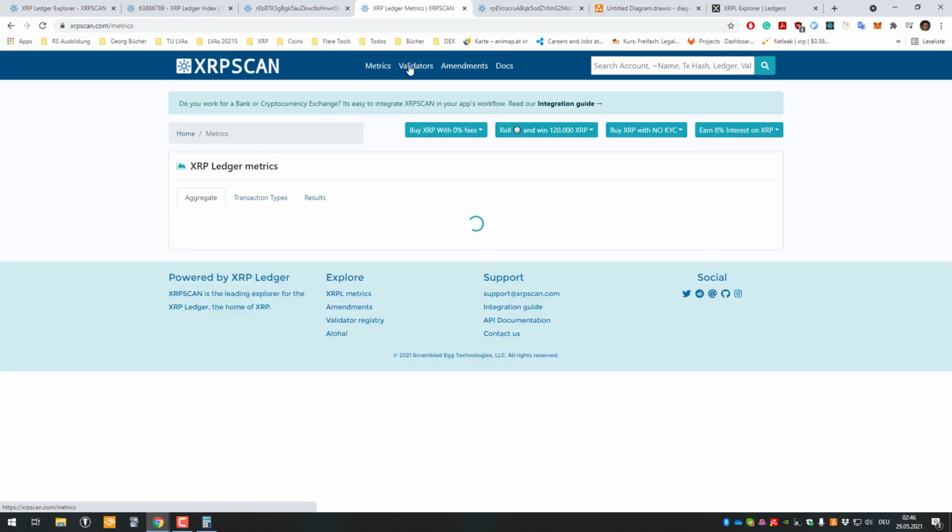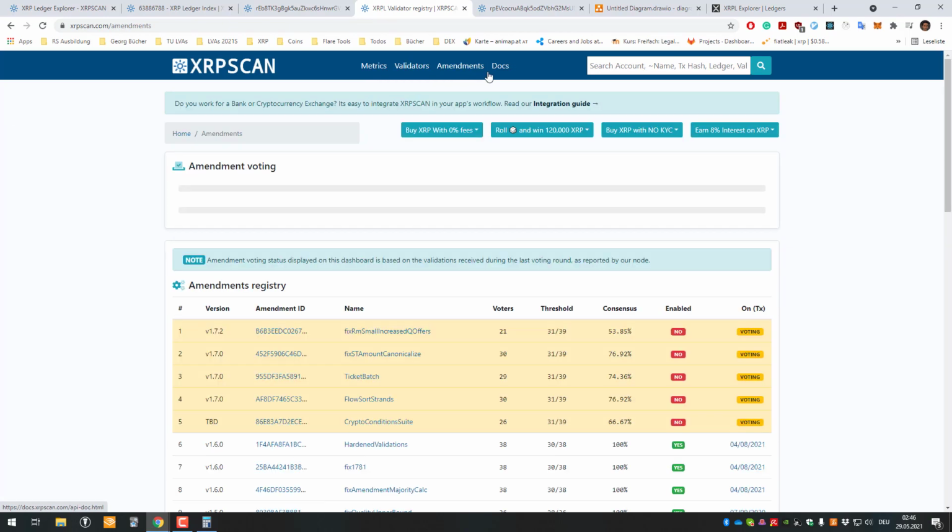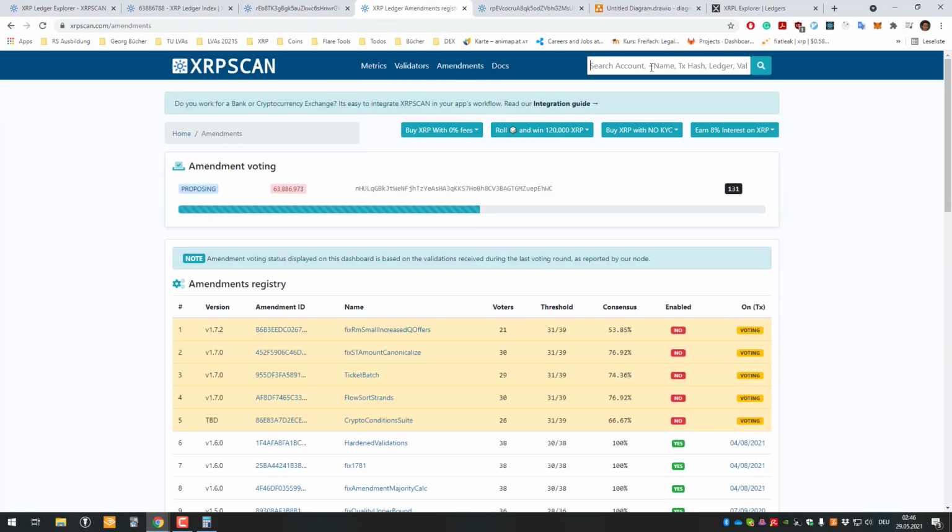So we can also see here the metrics. We talked about the validators and the amendments. These are the core features. You can just enter here an account name or also an account number. And lastly, I'm also going to quickly show you Bithomp. It's another explorer, so there are multiple explorers.